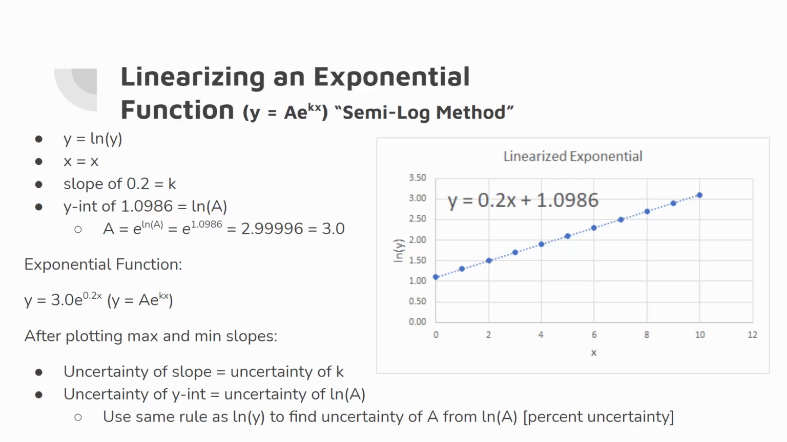We are going to have to follow a rule to determine how that uncertainty of the natural log of a can tell us what the uncertainty in a is. And it's going to be following the same rule that we used before when we found the uncertainty in the natural log of y from the y value. That is, we're going to say that the percent uncertainty of the value of a is equal to the same as the percent uncertainty of the natural log of a. I'll show an example of this.